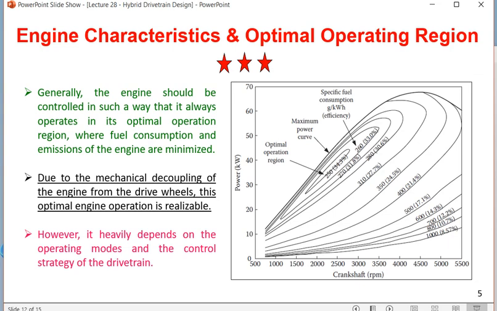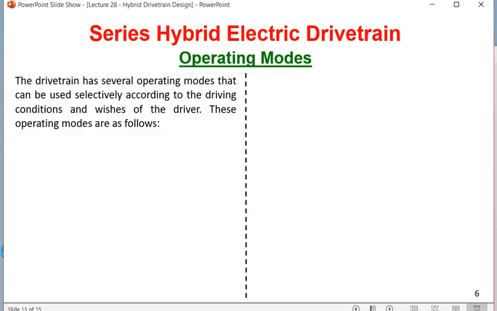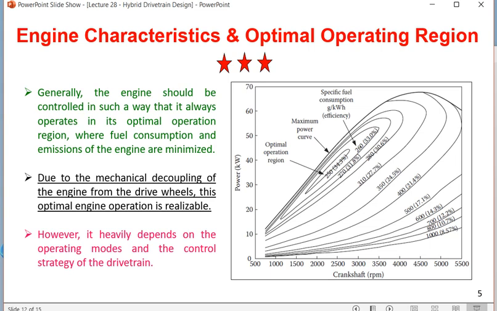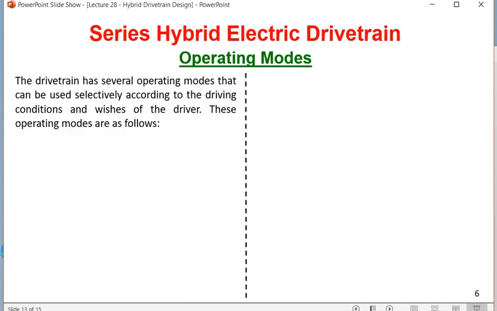So there are 9 different control strategies. Which control strategy will give us this optimal region or maximum efficiency? This has to be decided, or this has to be designed, and it should be known to the driver very perfectly. So last 3 slides are there.